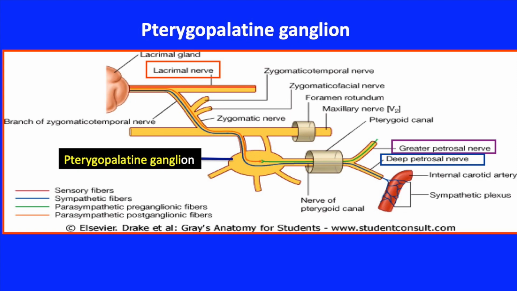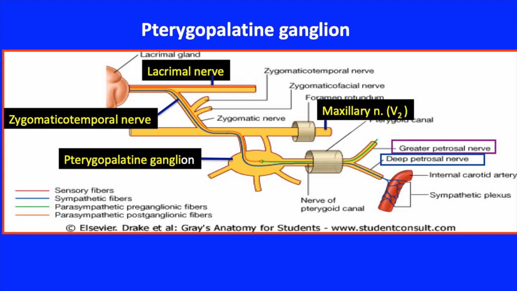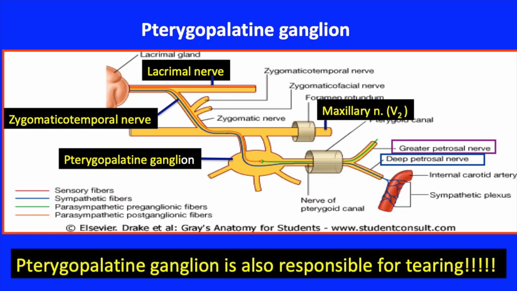The postganglionic fibers from the pterygopalatine ganglion also return to the maxillary nerve and travel through the zygomatic bone via a branch known as the zygomaticotemporal nerve to join the lacrimal nerve. Bottom line, the pterygopalatine ganglion is also responsible for tearing. Remember what I said in an earlier lecture: the cranial nerves are responsible for the demonstration of our emotions, good or bad, and that is why they're special.